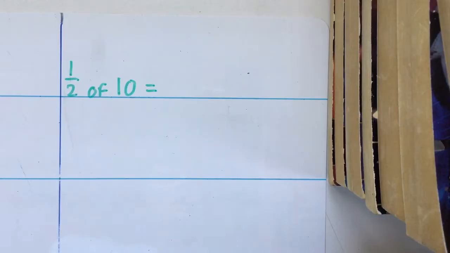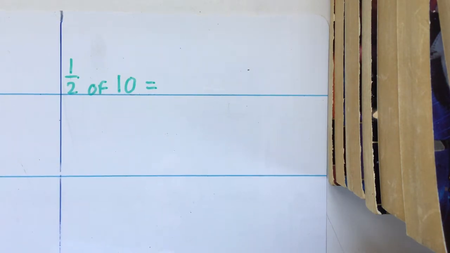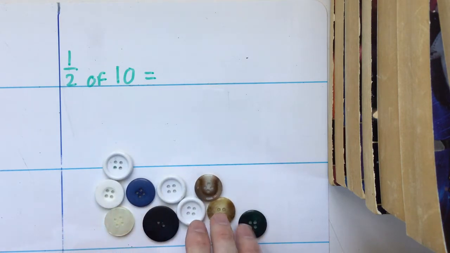I'm not sure if that is the right answer. Tell you what, shall I show you how we can work it out? Let's have a look, shall we? Now, if I need to make half of 10, I need to get 10 of something and then split them into half. So I've got 10 buttons here. Now, you might not want to use buttons. You might have counters. You might have little toys. Whatever you have around the house that you can split up.